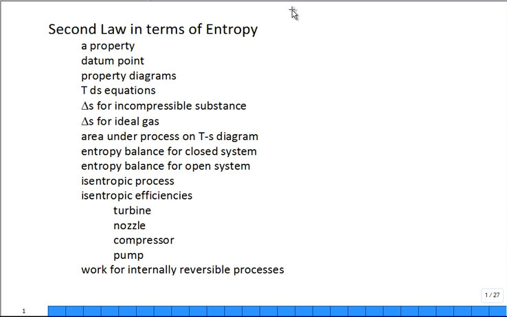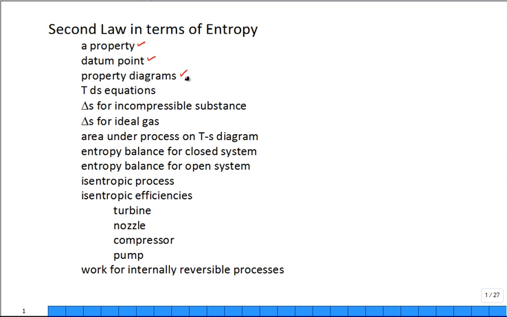It's a long chapter. It's not the longest in the textbook, but it's the longest chapter we deal with in this textbook in Thermo 1. So we'll talk about entropy being a property. It's a new property. We're familiar with other properties as well. We'll talk about its datum point. Where do we start the measurements of entropy from? Entropy, that property, where do we start its measurement from?